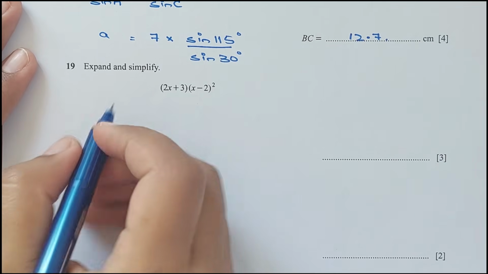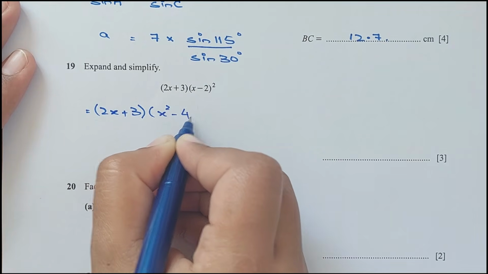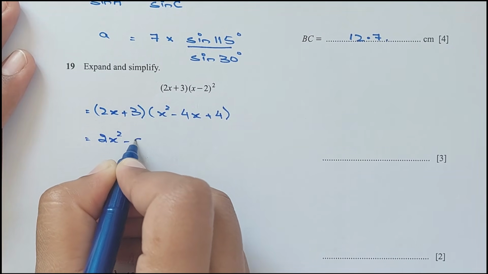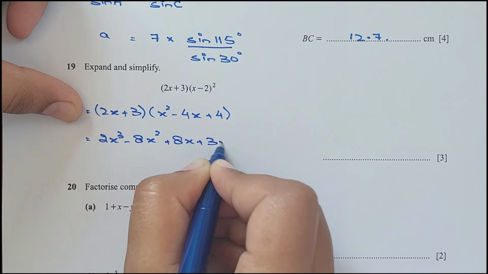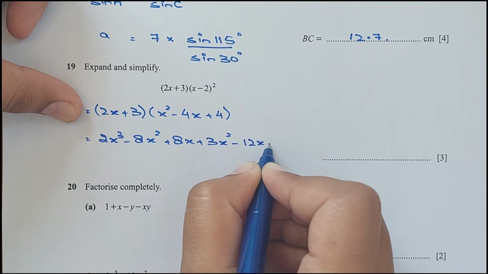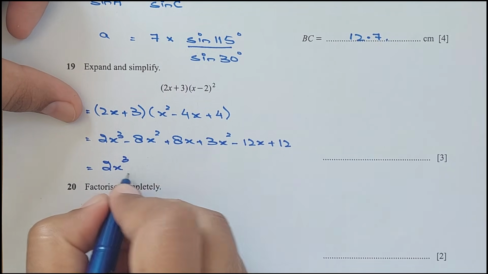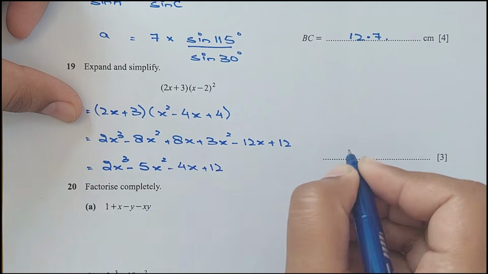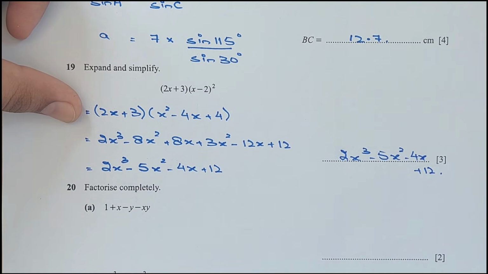Question number 19, expand and simplify. We can say 2x plus 3 is as it is. Open the square: we have x squared minus 4x plus 4. Now do the product. 2x multiplying x squared gives 2x cubed, minus 2 times 4 is 8x squared, plus 8x, plus 3x squared, minus 3 times 4 is 12x, plus 12. So this is 2x cubed, and minus 8 plus 3 is minus 5x squared, 8 minus 12 is minus 4x, and the constant is 12. So 2x cubed minus 5x squared minus 4x plus 12 is the simplified answer.